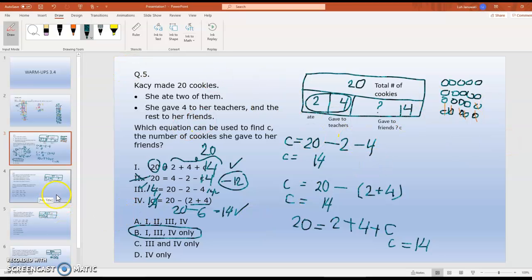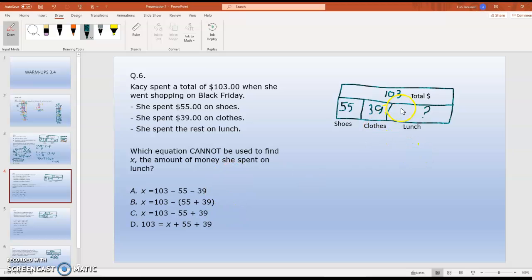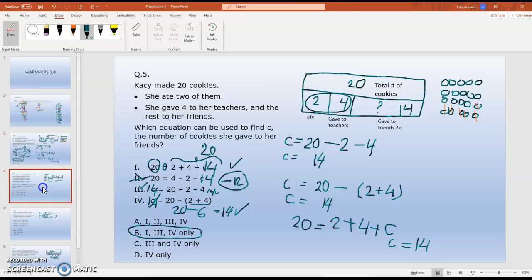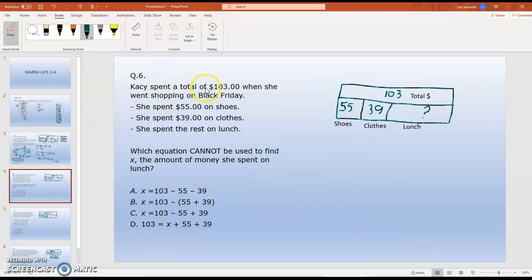Let's look at a more challenging problem here. It's not that challenging because it's still the same problem. Look, it's the same thinking, right? So Casey spent a total of $103 when she went shopping on Black Friday. She spent $55 on shoes, $39 on clothes, and she spent the rest on lunch. Which equation cannot be used to find X, the amount of money she spent on lunch?